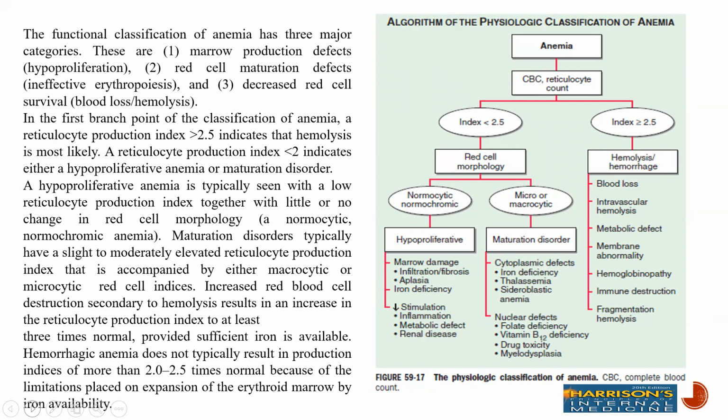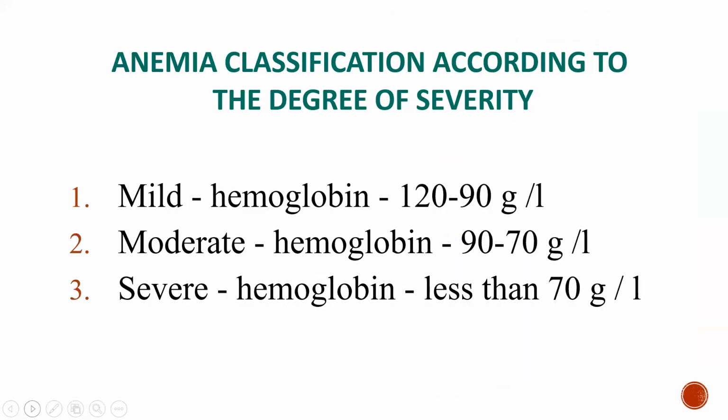Maturation disorders typically have a slightly to moderately elevated reticulocyte production index that is accompanied by either microcytic or macrocytic red cell indices. Increased red blood cell destruction secondary to hemolysis results in an increase of the reticulocyte production index to at least 3 times normal, provided sufficient iron is available. Hemorrhagic anemias do not typically result in production indices of more than 2.5 times normal because of the limitation placed on expansion of the erythroid marrow by iron availability.